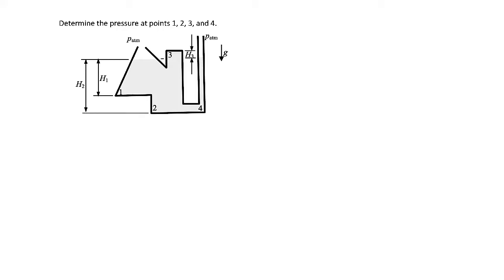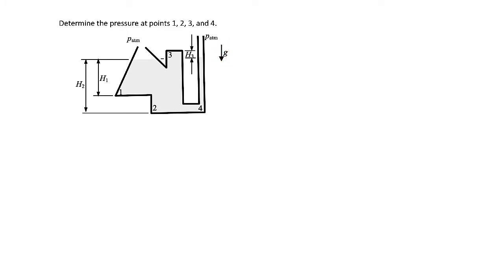Okay, in this example, we're asked to determine the pressure at 4 different locations, points 1, 2, 3, and 4, in this kind of weird shaped container. This is a pretty straightforward problem. The thing to keep in mind when you work through this is that the pressure is only dependent on the depth from the free surface. It doesn't matter if you move laterally, it's only the depth, the distance downward from the free surface. Really, it's in the direction of gravity.